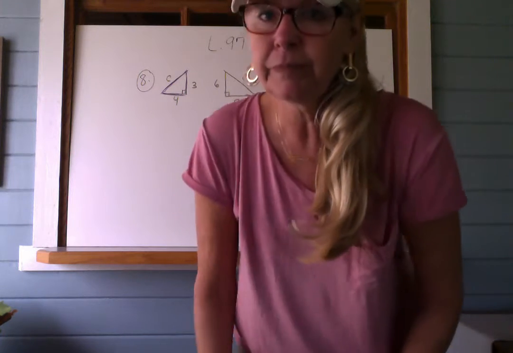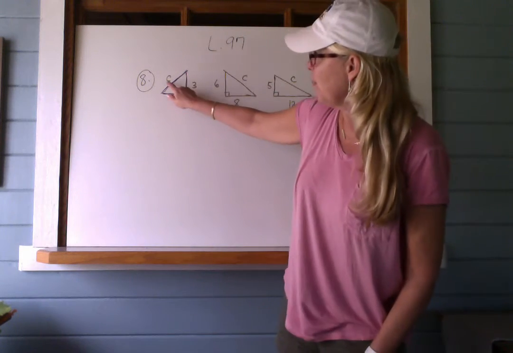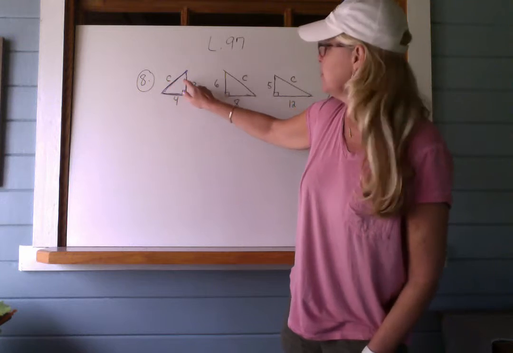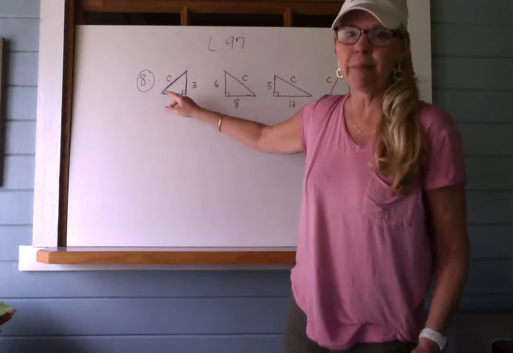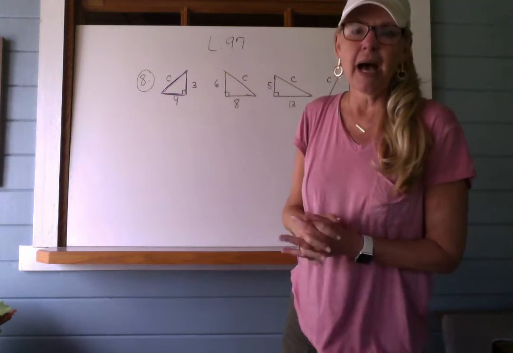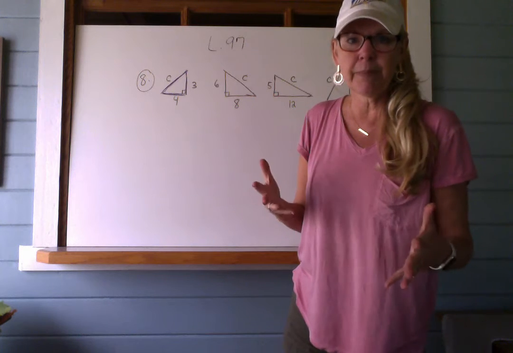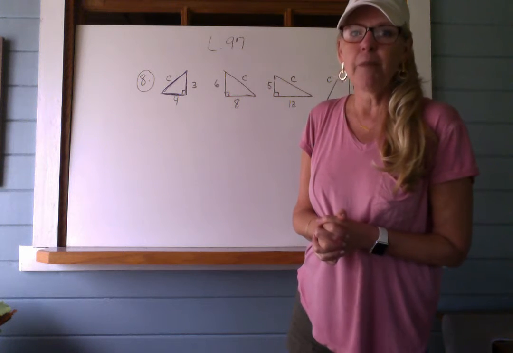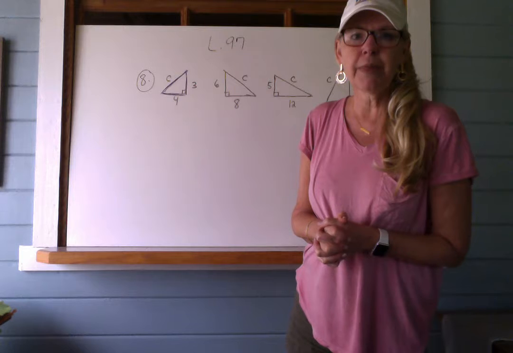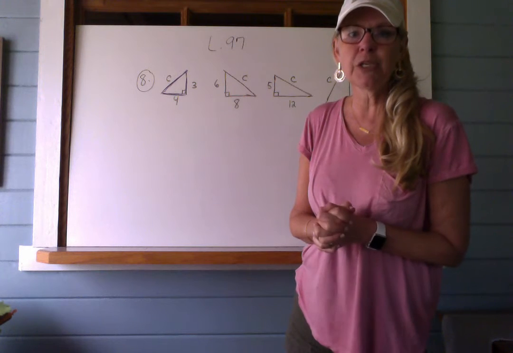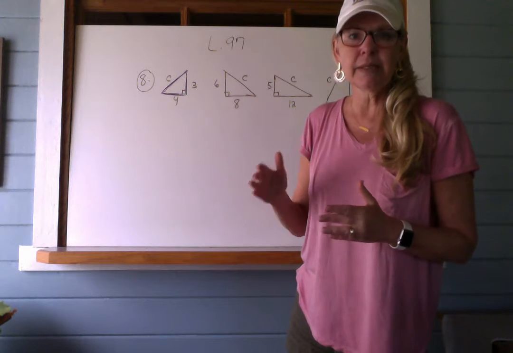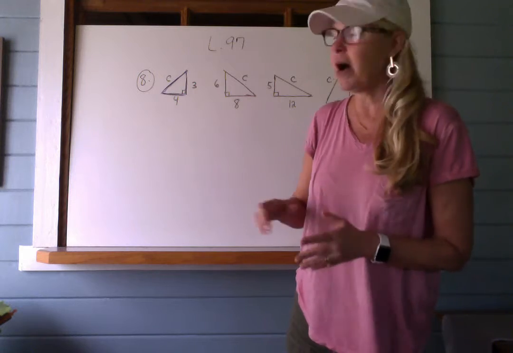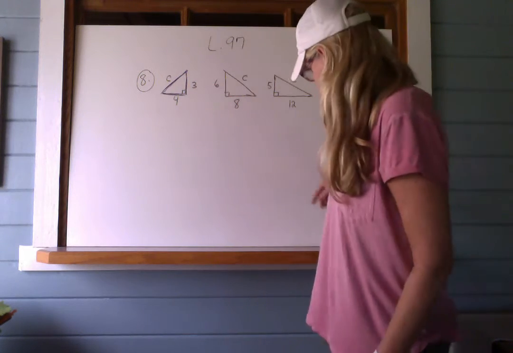Just to let you know, when they label the hypotenuse on each side, they label it by the letter that you're doing. I discourage that a little bit because it gets kids confused. When we're solving for Pythagorean theorem and for a side, I like to use A, B, C, with C always being the hypotenuse. That is the longest side.